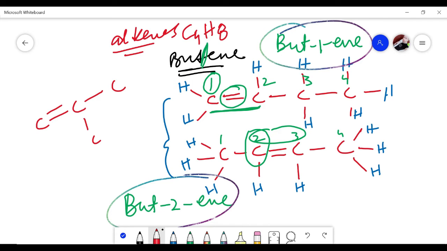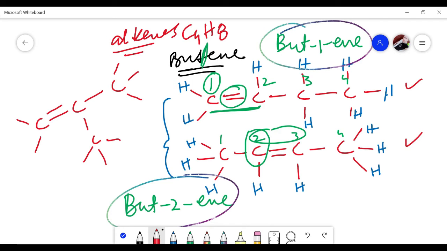Is this a different way? Yes. We don't have anything displayed here like this. This is a different one. 1, 2, 3, 4, 5, 6, 7, 8 hydrogens are completed. And 1, 2, 3, 4 carbons are there.